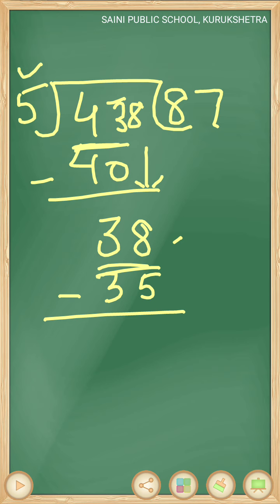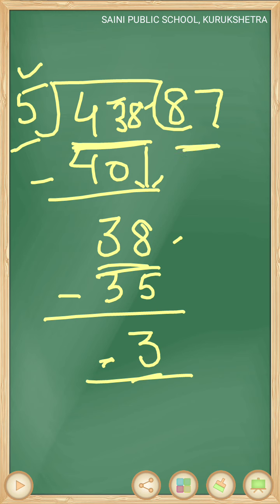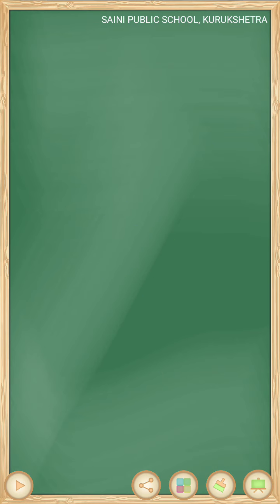Now we will subtract these two numbers. 8 minus 5 is 3. Now 3 is again less than 5 and there is no digit left, so our division is complete. Now in this question, what is 438? 438 is the dividend, 5 is the divisor, 87 is the quotient and 3 is the remainder. We will use this and check our answer.